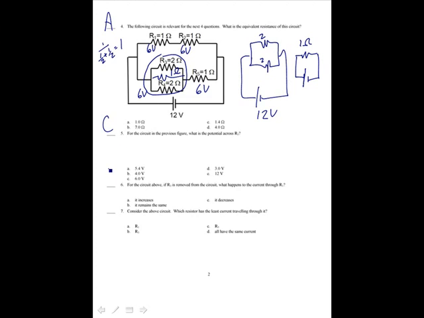Circuit above, if R3 is removed from the circuit, what happens to the current through R1? Nothing's going to happen. It's going to remain the same. It's like your household circuit. It's in parallel. And if you remove a resistor in your house, coffee maker or whatever, it doesn't affect the hairdryer in the bathroom.